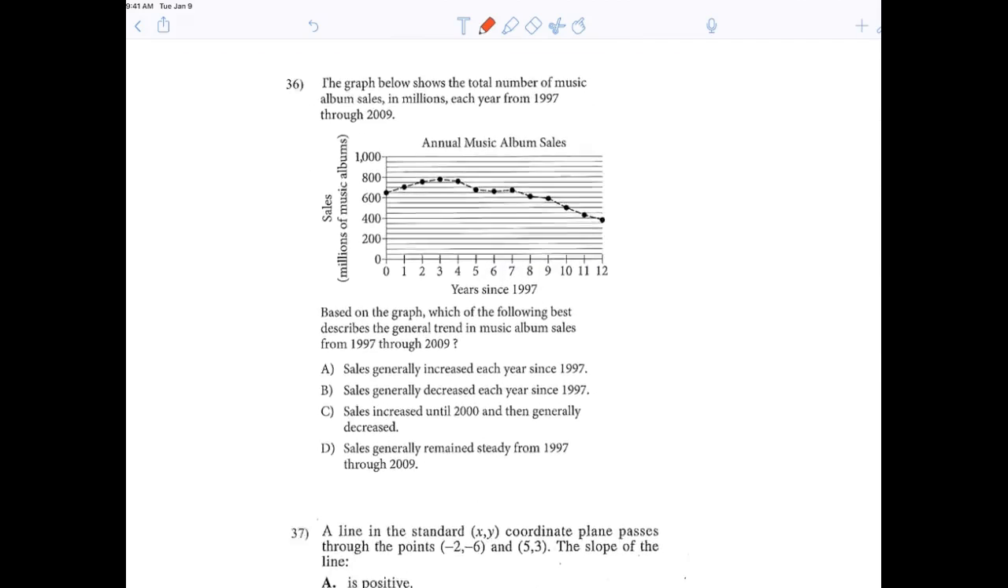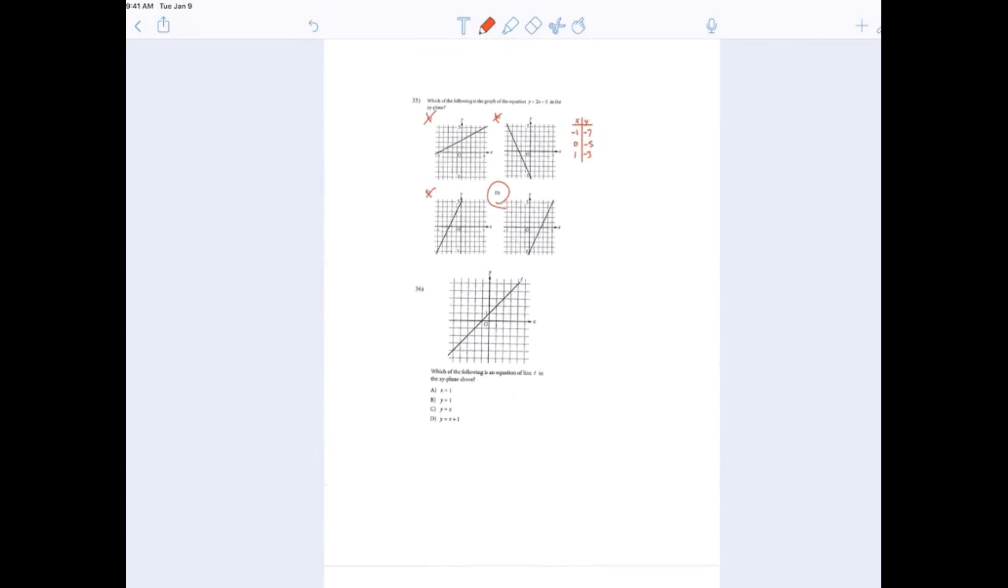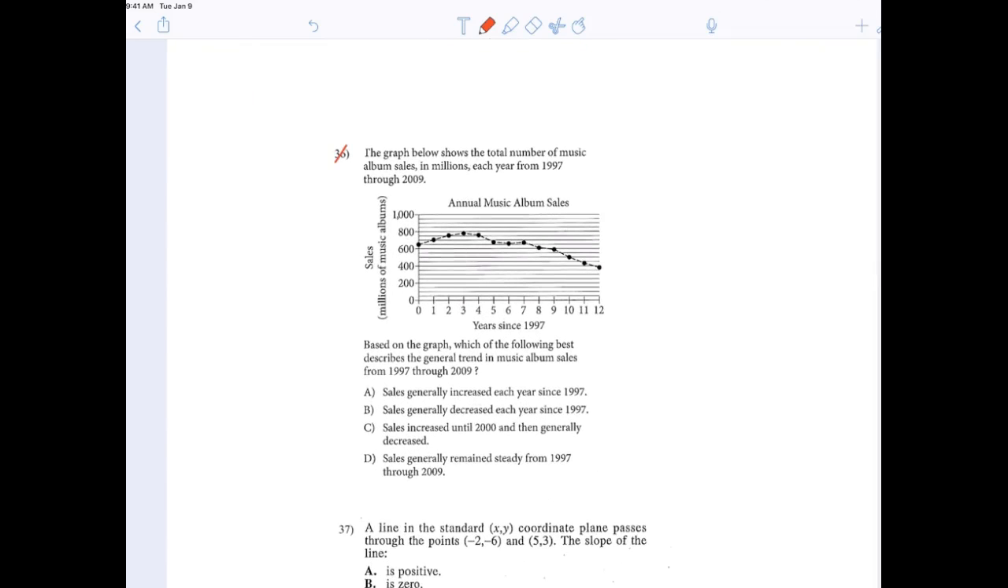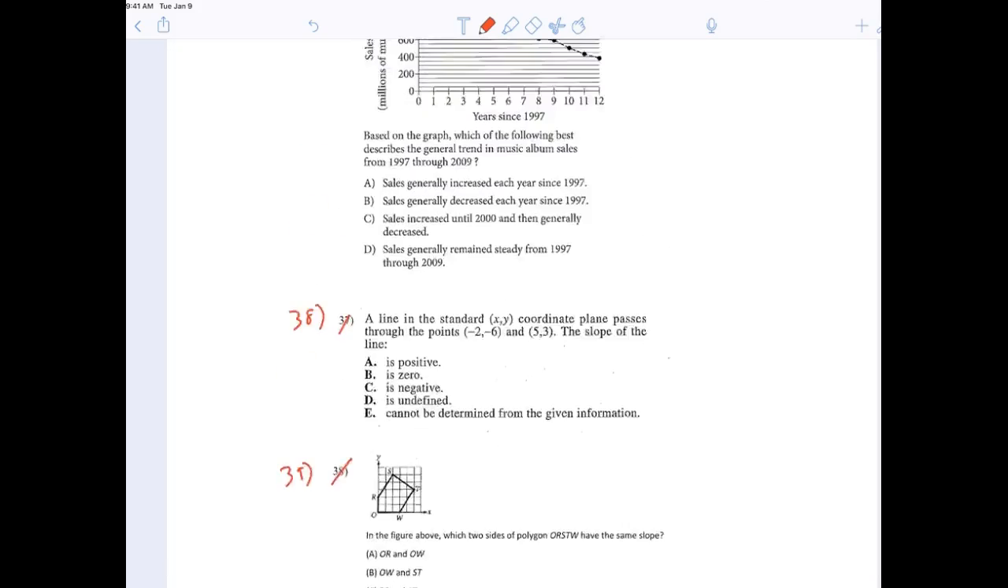All right, let's look at 30. Well, I made a mistake. 36. This should have been 37. That should be 37. That should be 38. That should be 39. Okay.